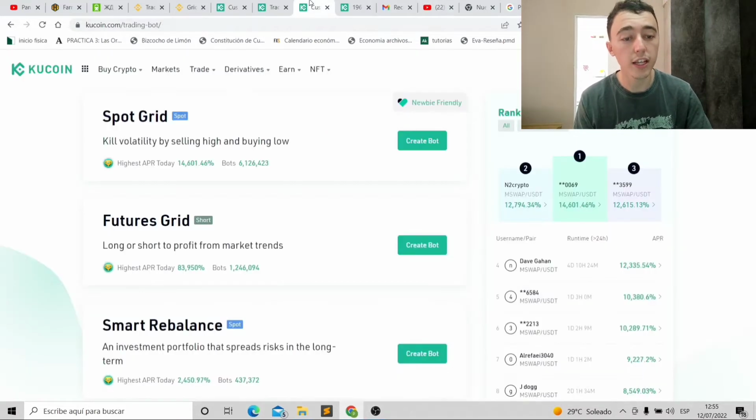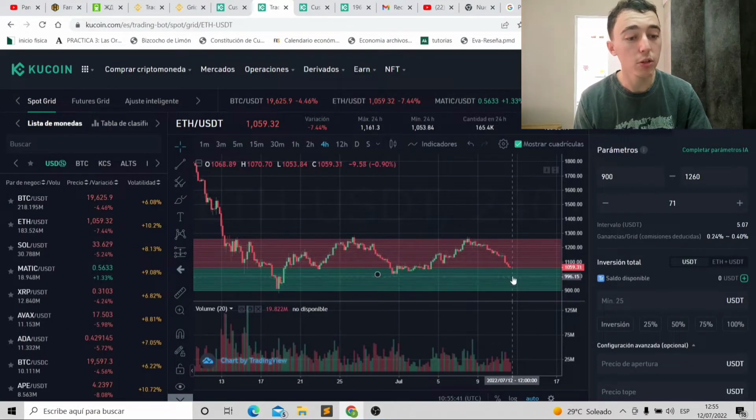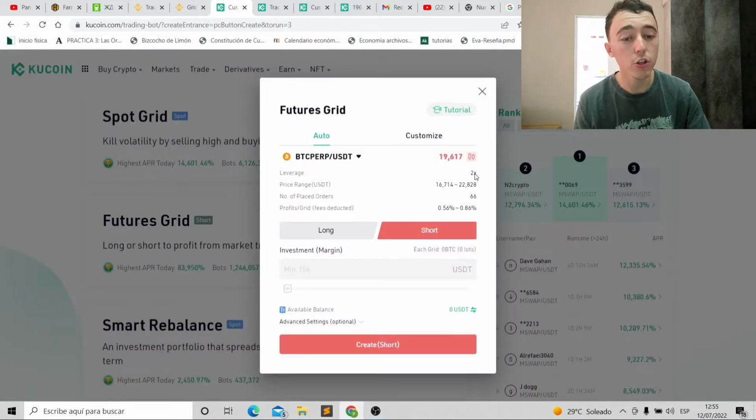So instead of working like in this one, you can work like in this one, but you can do the opposite. You can say, hey, I just want to sell Bitcoin and buy it when it goes lower. So we are doing the opposite. Also in this one, you can use leverage.